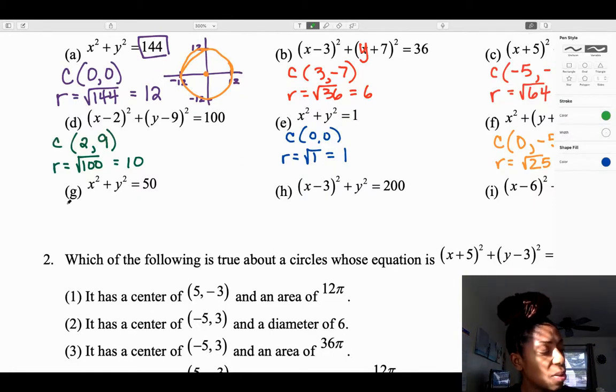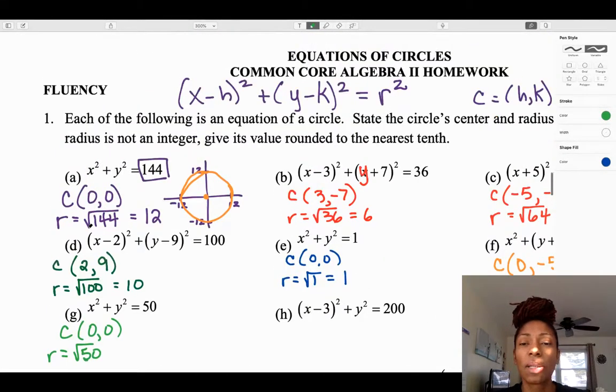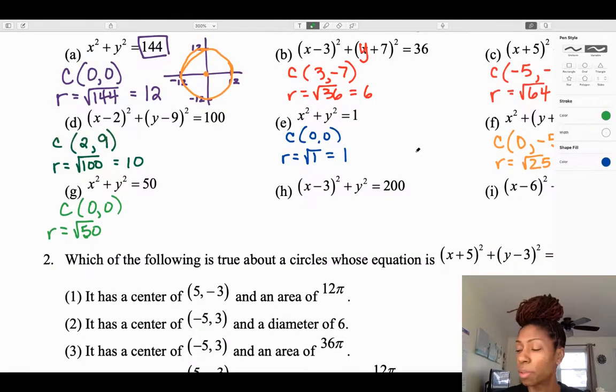This one, there are no translations, so the center is (0, 0). And the radius is the square root of 50. Now 50 is not a perfect square, and the instructions say to round to the nearest tenth. So we'll get the calculator and round. The square root of 50 is 7.071.